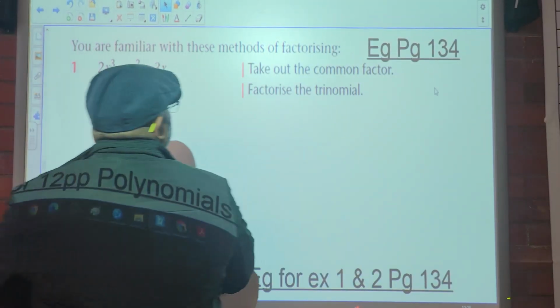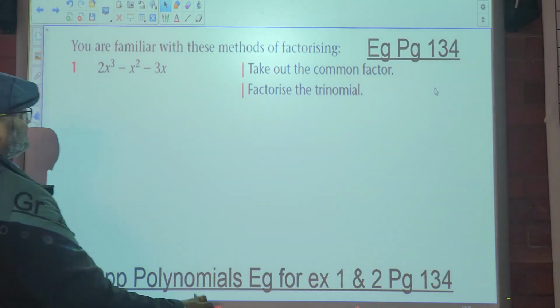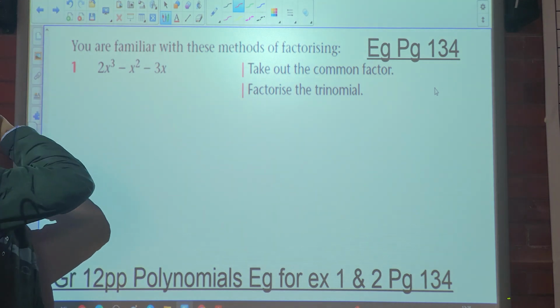You are familiar with this method of factorizing. In the past you have factorized cubic functions, but not all of them. The cubic functions we used to give you were appropriate at the time. Okay? So we're just refreshing your memory quickly. The question says factorize this. How are you going to factorize?